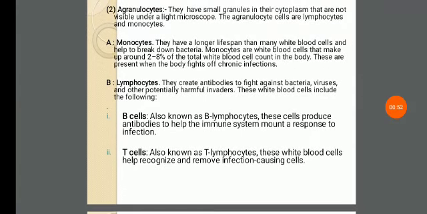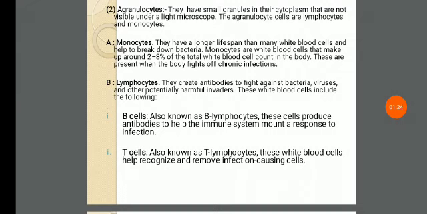So what are monocytes? They have a longer lifespan than many of the WBCs and help to break down bacteria and other microorganisms which come inside the human body. Monocytes are WBCs that make up around 2 to 8% of total WBC count in our body. These are present when the body fights off chronic infection.